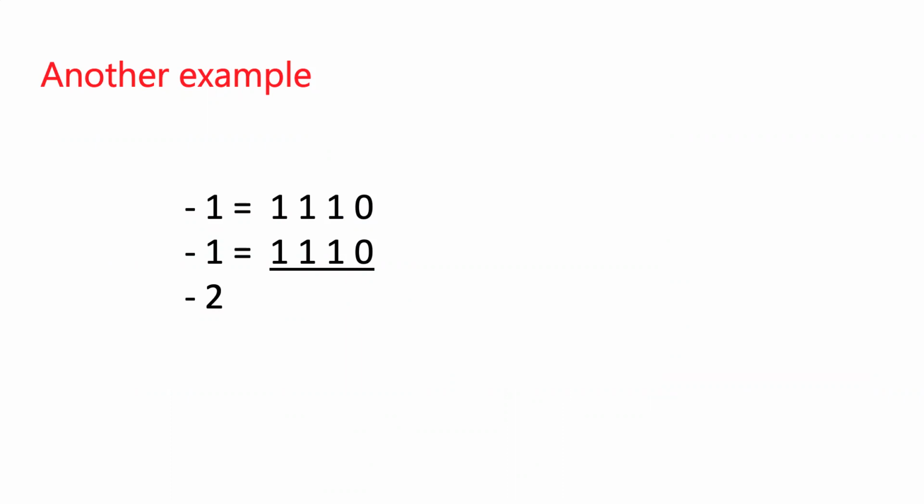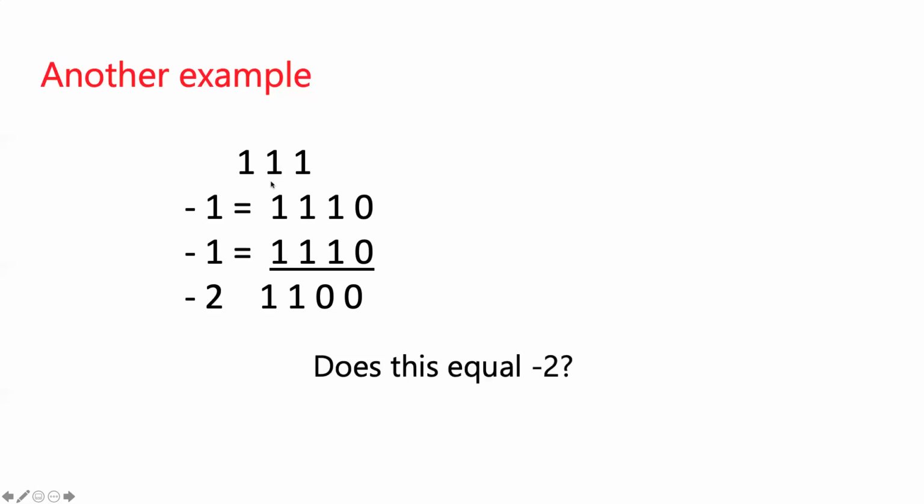If we take two copies of negative 1 and add those together using the standard rule for bitwise addition, let me try and get it right. 0 plus 0 is 0 without a carry. 1 plus 1 is 0 with a carry. 1 plus 1 plus the carry gives me 1 with another carry. 1 plus 1 with the carry gives me another 1 with a carry, and that equals 1100.